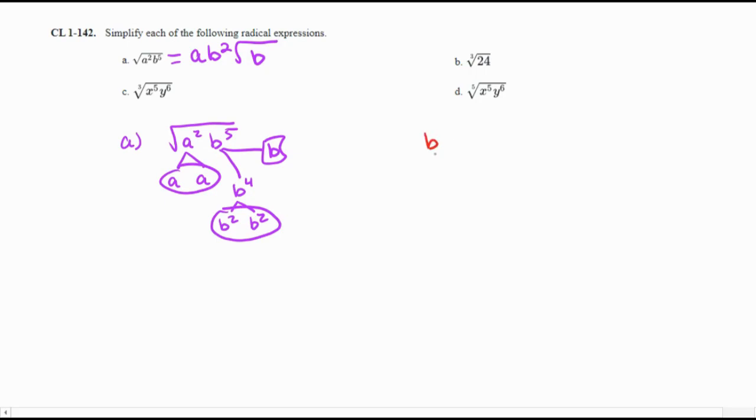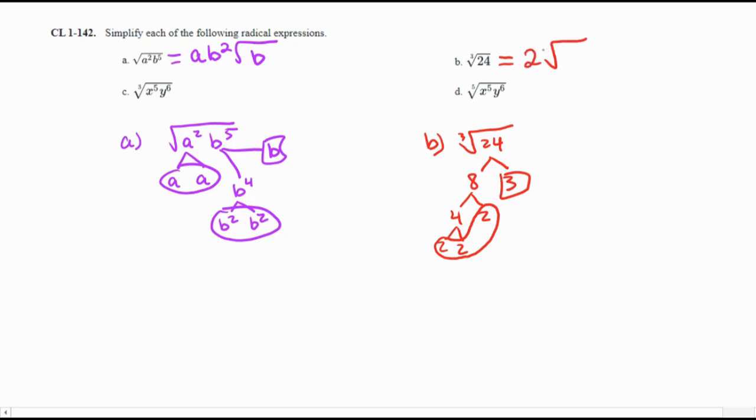For the second one here, I have the cube root of 24. Cube root, I'm looking for groups of 3. So I got 8 here times 3, 4 and 2. I'm breaking it down to its factors here. I have a 2 that I can pull out, and I'm going to have a little lonely 3 on the inside. So pulled out a 2, still got the cube root of 3 on the inside.